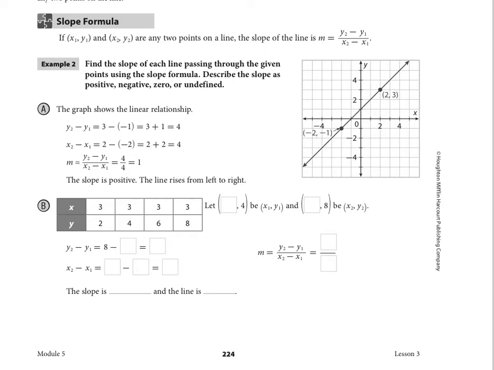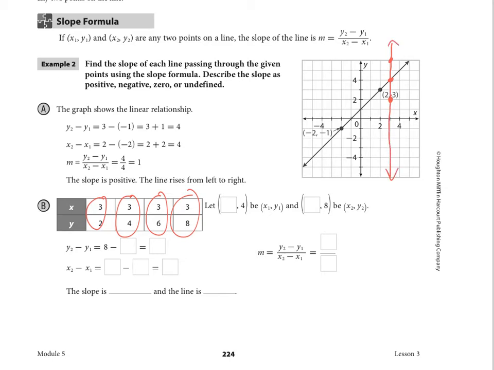Now, here we have an example of one where if you look at our points, they all have the same x value. So how is that possible? How can they all have the same x value? Well, if you graph that on a graph, I'm going to graph the point 3, 2, which would be here. Graph the point 3, 4, which would be right here. 3, 6, which would be up here. And then 3, 8 is going to be up here. I get a vertical line.